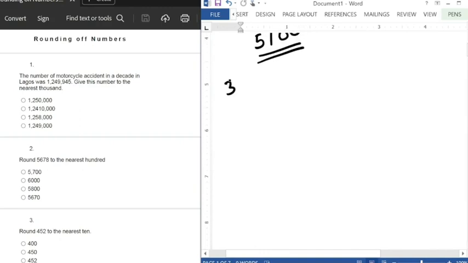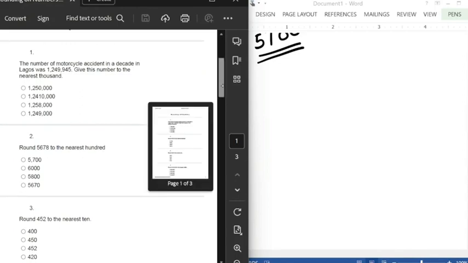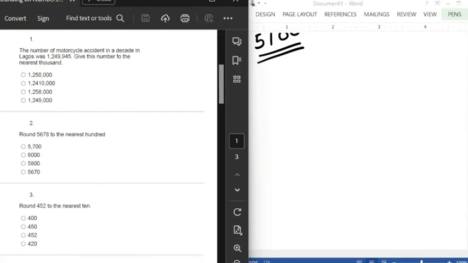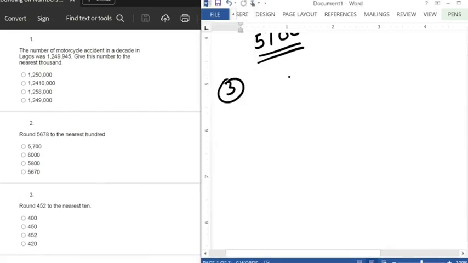For question number 3, round 452 to the nearest 10. 452: this is units, this is 10. Which means we are stopping on 5. The next digit to the right is 2, which is less than 5. So it's between 0 and 4. So that means you round down.